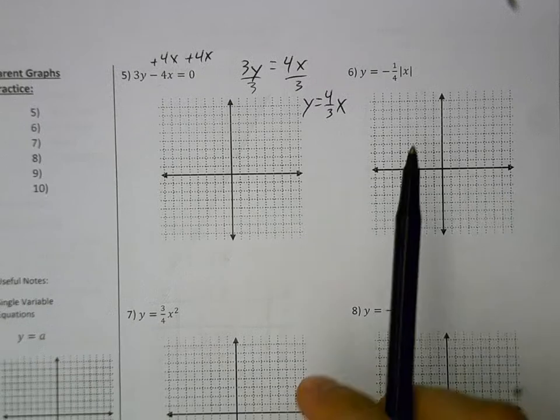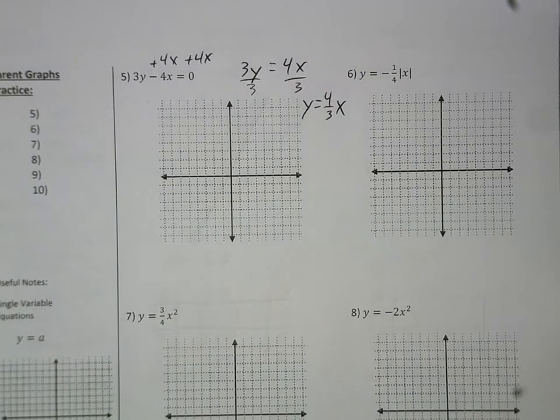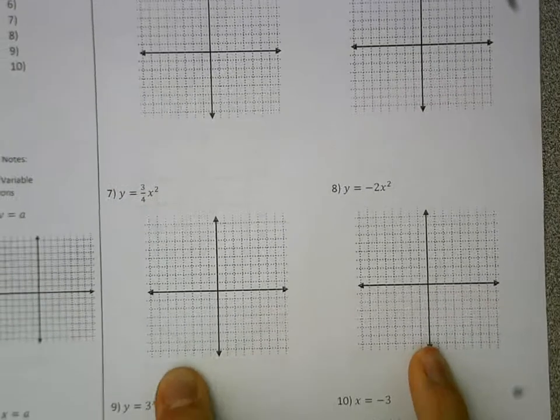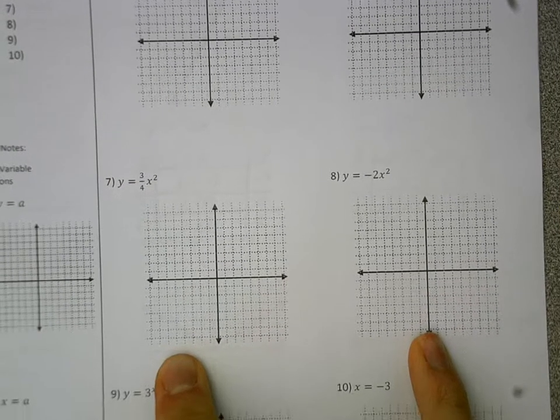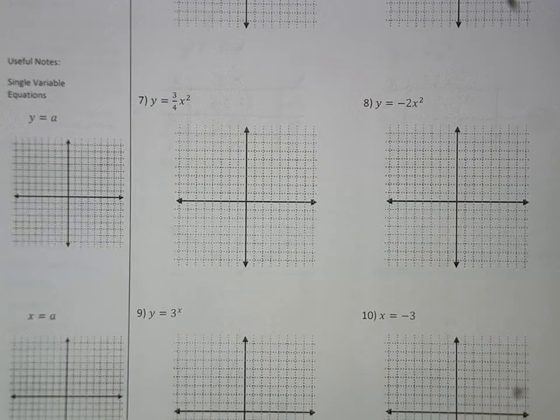Number 6, V-shaped graph, right? But going down, upside down, absolute value because of that negative. You'll do the absolute value, then multiply by negative 1 over 4. It'll be upside down. 7 and 8, both quadratics. Which of those two is going to go down? 8. 8. 9, we did that one on the other side just a moment ago.